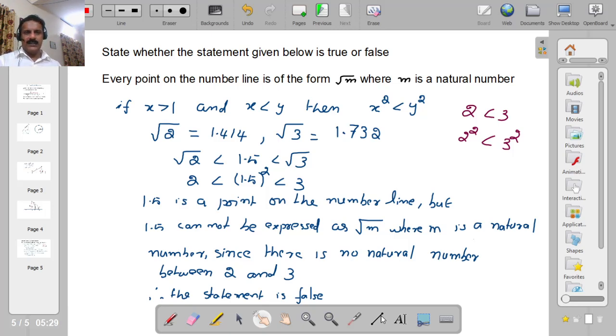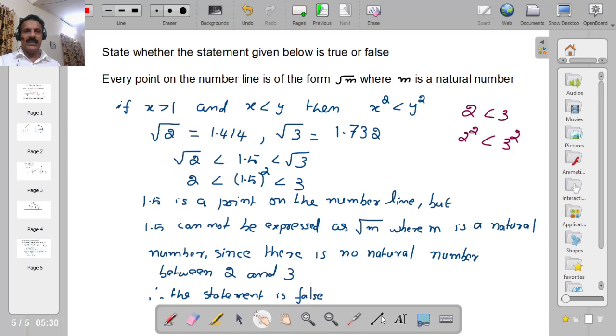We know that corresponding to every point on the real number line, there exists a unique real number associated with it. So this statement can also be stated like this: every real number can be expressed as the square root of a natural number. Both of these statements are the same. So we have to test whether this statement is true or false.